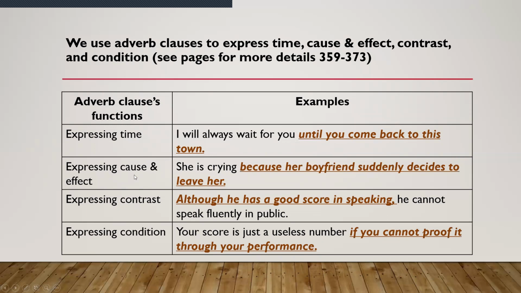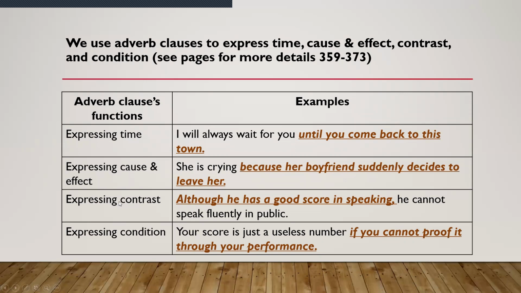And then the other function is to express cause and effect. The adverb clause that is used to explain cause and effect usually begins with the word because, like this one: she is crying, because blah blah blah. The independent clause is usually the effect, and the dependent clause is the cause.